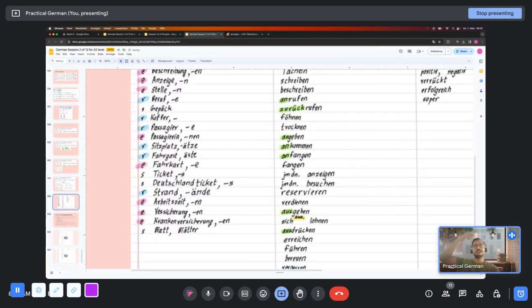Jemanden anzeigen, we just discussed: to report someone, right? When you say report, like report to the police, I don't think you ever have to use this, but you may have to use it sometimes. If someone is bothering you, then you will. It's always good to know how to say that.